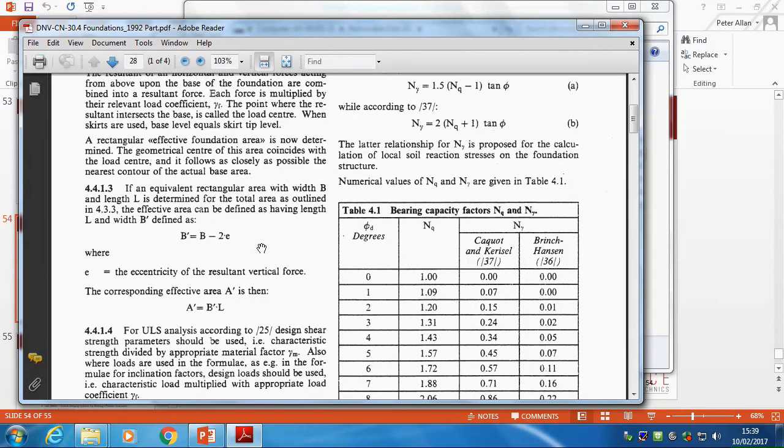So if that is B and that is E, B dashed is our effective width of the foundation, and that equals B minus 2E. So that becomes the effective width of the foundation. Okay? We just have to allow for that. It's a structural thing that it's necessary to do.